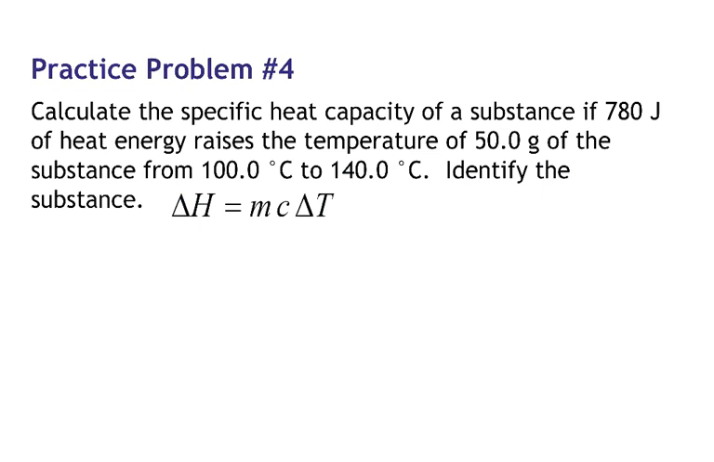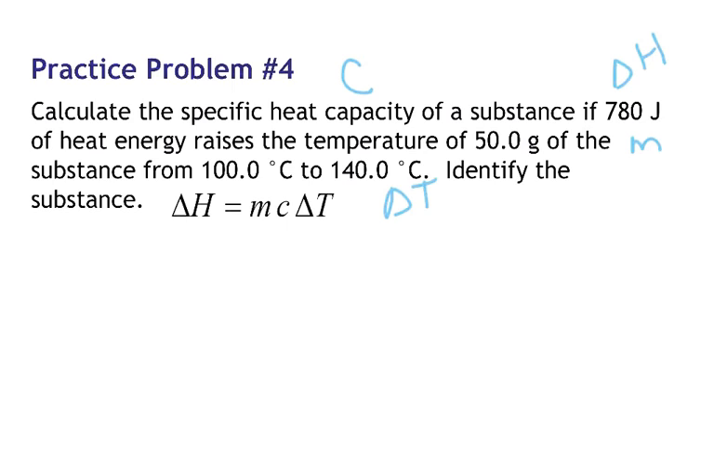And in this one, it says calculate the specific heat capacity, which remember is C, of a substance if 780 joules of heat energy, that's going to be my delta H, raises the temperature of 50 grams of a substance, my mass, from 100 to 140 degrees Celsius, which I'll use to get my delta T. Identify the substance. So before I go ahead and try to solve this, I want to go ahead and figure out what my delta T is.